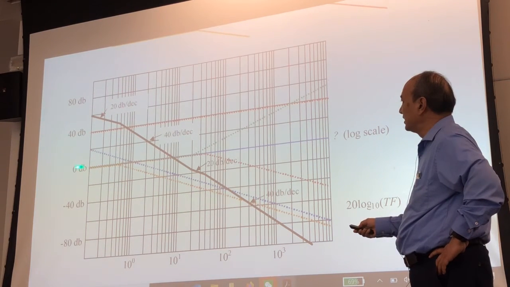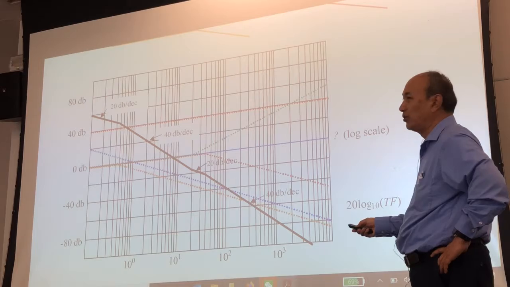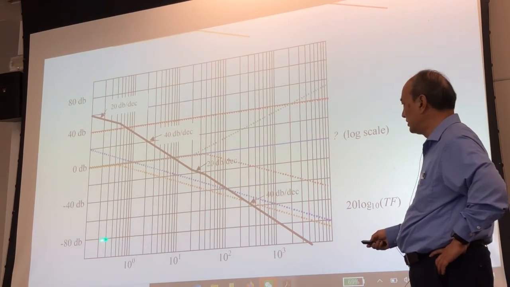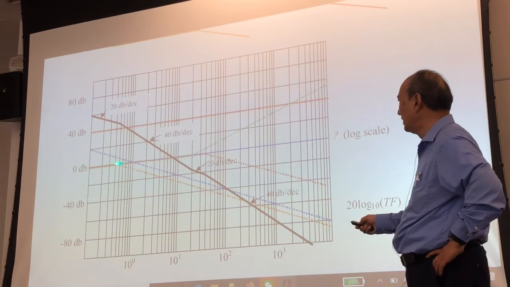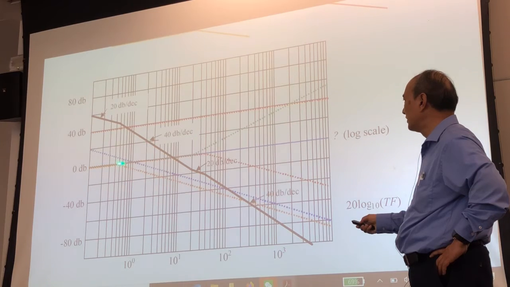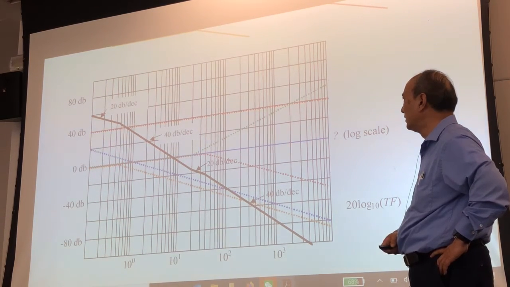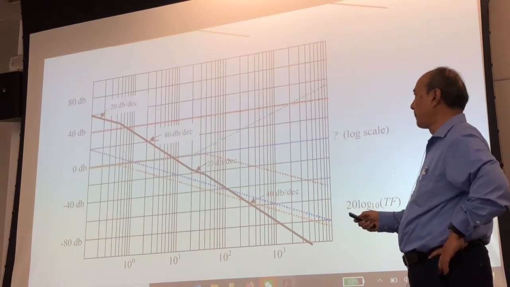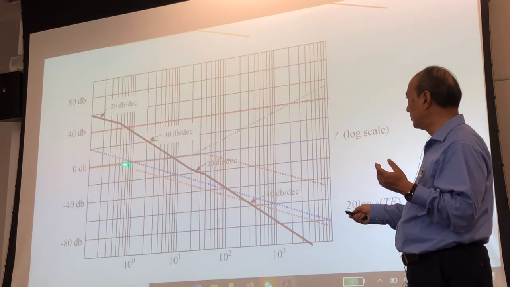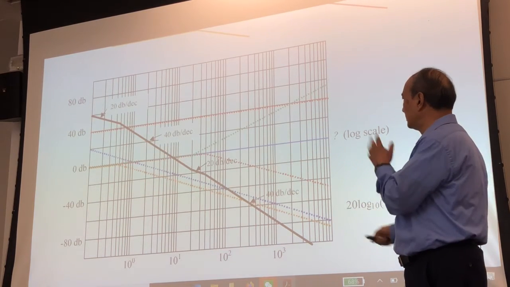So as the omega goes up until 0.5. Remember, this is 1, this is 0.9, 0.8, 0.7, 0.6, 0.5. So this is 0.5. Until you see the 0.5, what are you going to have? Because you have the orange like this. So it's minus 20 dB.